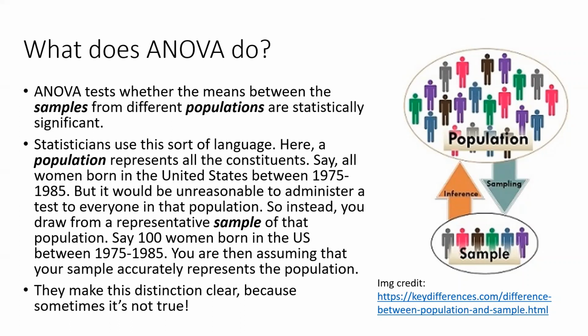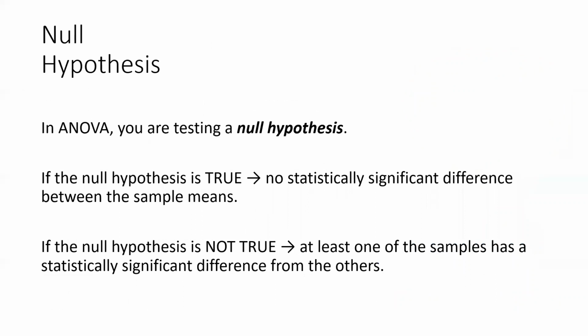So a population represents all the constituents of a group. Like, for example, women born in the United States between 1975 and 1985. You can't survey that entire group, that entire population, so you would choose a representative sample of that population. Like 100 women born in the US between 1975 and 1980. You have to assume that your sample accurately represents the population when you're doing this. Okay, so that's what those vocabulary words are.